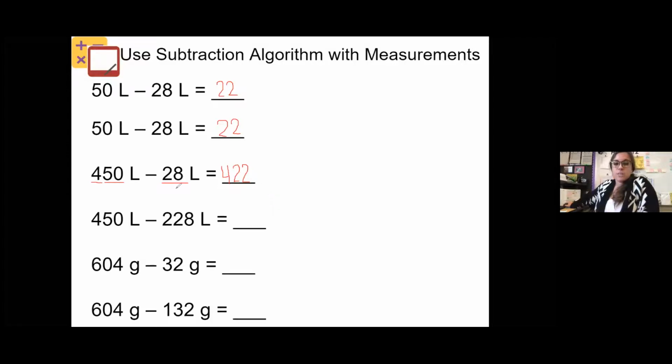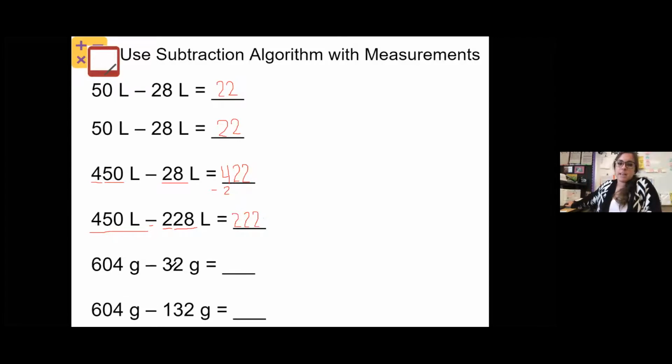All right. So if this was 422, I see this number is the same here, 450 liters. And I see the 28, but now I'm taking away an additional 200. So up here, I'm taking away an additional 200. So I keep the 22 and I do 400, take away this 200 to get 222.